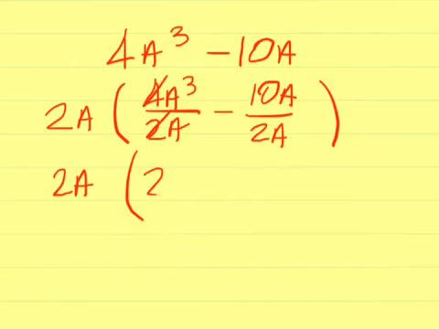So 4 over 2 is 2, and a to the third over a is a squared. 10 over 2 is 5. A over a is 1.